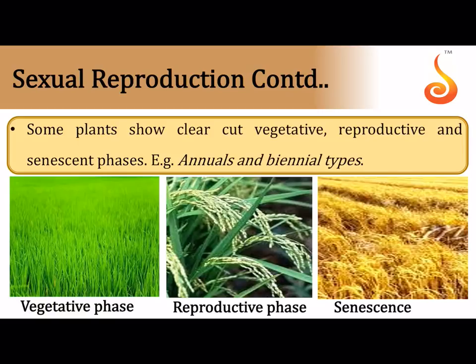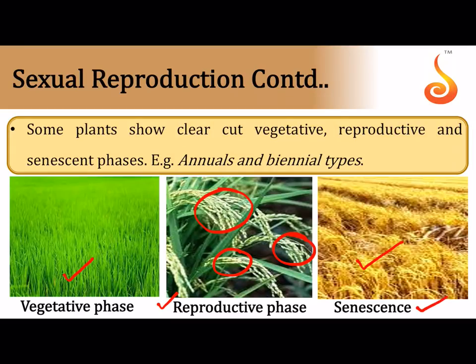Some plants you can clearly distinguish between these phases. See, when you sow the rice plant, this phase where the rice plant or the wheat plant hasn't flowered yet and it's growing very lushly, it's called vegetative phase. And then you start seeing flowers, rice or wheat flowers. This is the reproductive phase. And then finally it's time to harvest them.